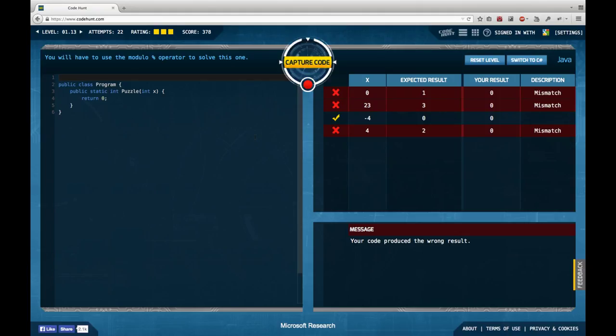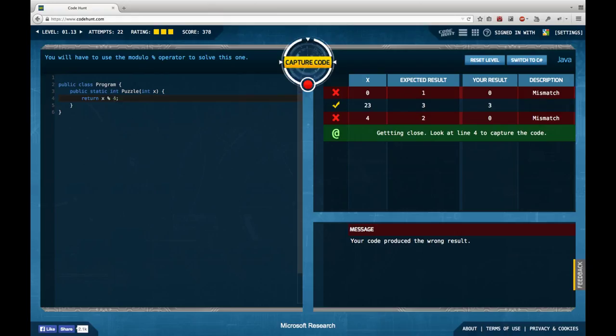So let's see what have we got here. We have a modulo operator we have to use. We know that we have return values of 1, 3, 0, and 2 actually. So it might well be that there's a modulo of 4 involved. So let's just try x modulo 4. Worked last time, maybe it works for this one.